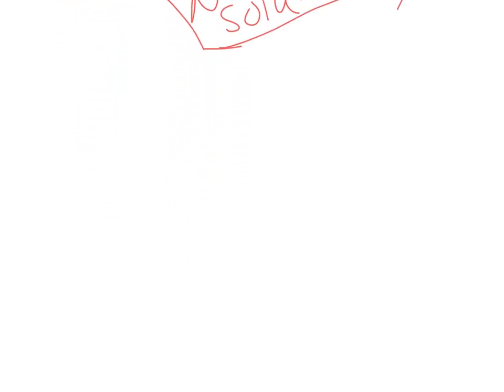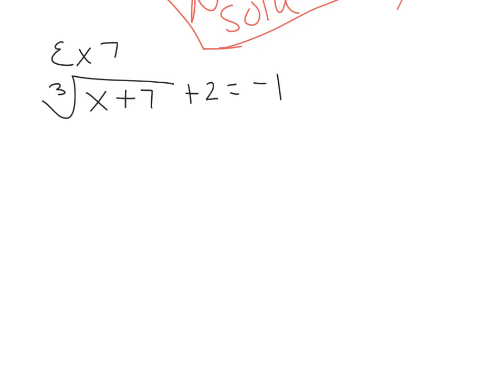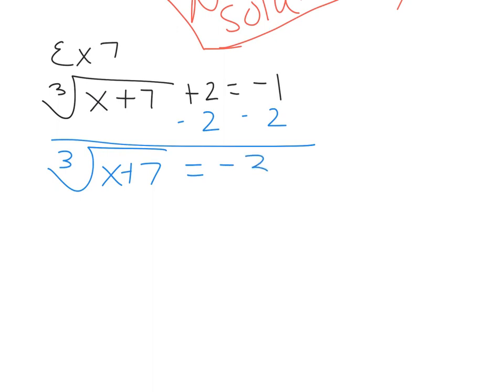All right, let's do example 7. We have solve the radical. I think that's the cubed root of x plus 7 plus 2 equals -1. And we're going to start by getting rid of this plus 2 over here. I'm going to subtract 2. The cubed root of x plus 7 equals -3.